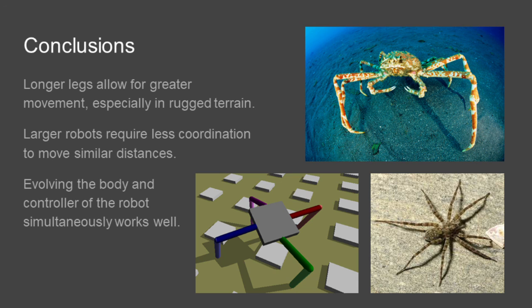As far as conclusions go, we found that longer legs allow for greater movement, especially in this rugged terrain. Larger robots require less coordination, and evolving the body and controller worked well. You can see that there's similarities to other organisms like spiders and crabs.